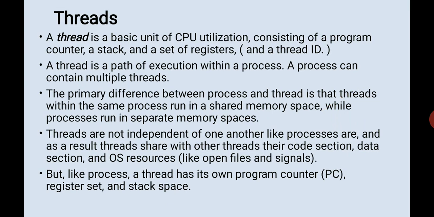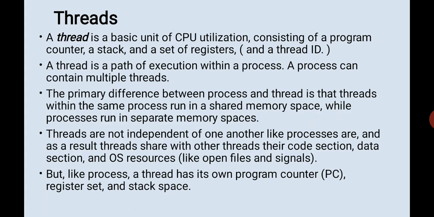Threads. Now, what is a thread? A thread is a basic unit of CPU utilization. It consists of a program counter, a stack, a set of registers, and a thread ID. So, a thread is a path of execution within a process, right? It is smaller than a process. A process can contain multiple threads. In other words, one process can be said to be made up of one or more threads, right?